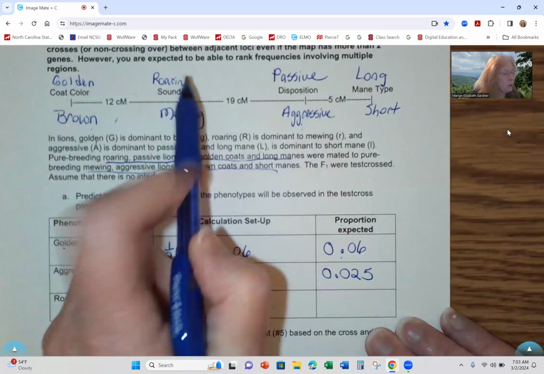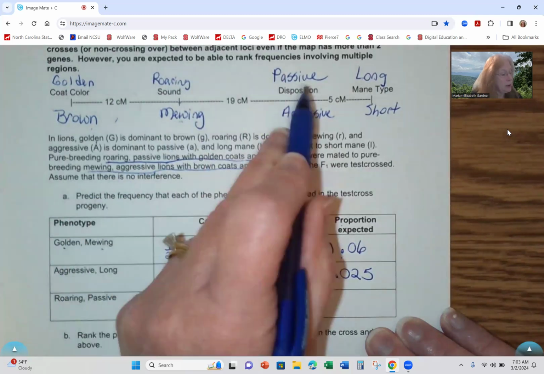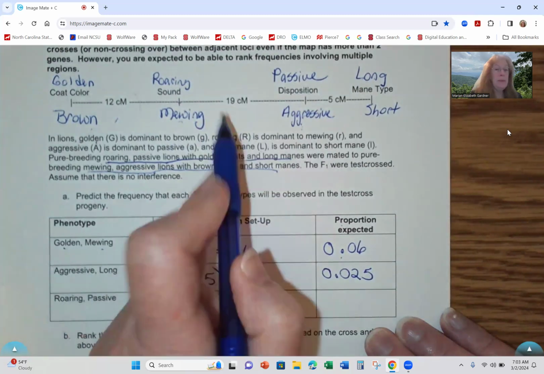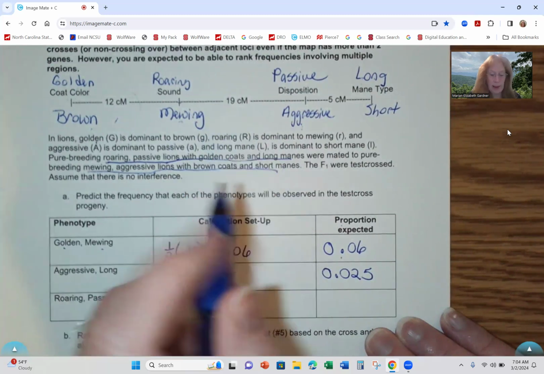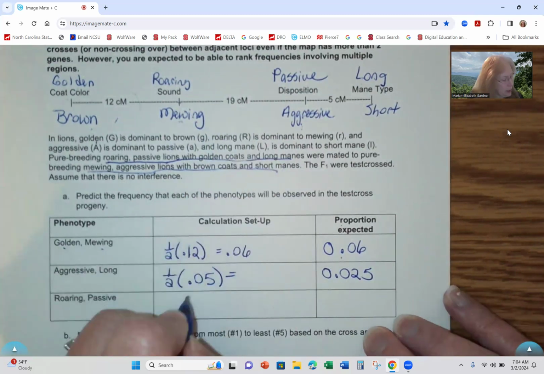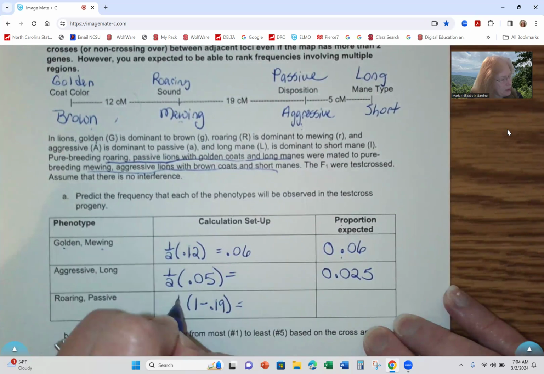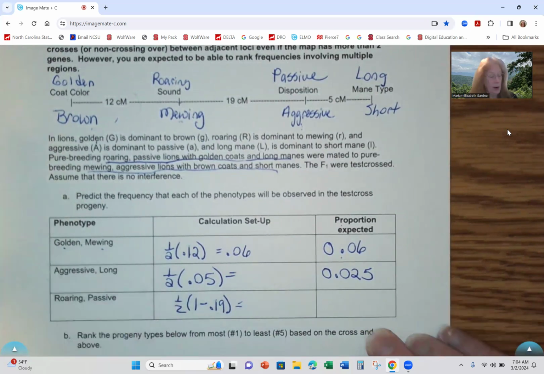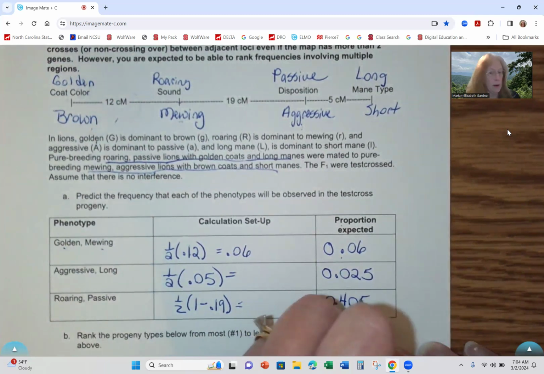And the last one, roaring and passive. I don't want to cross here. The probability of a cross is 0.19. So 1 minus 0.19 is going to be the probability of no cross. And again, we'll take half of that. And when I do the math here, we have 0.40.